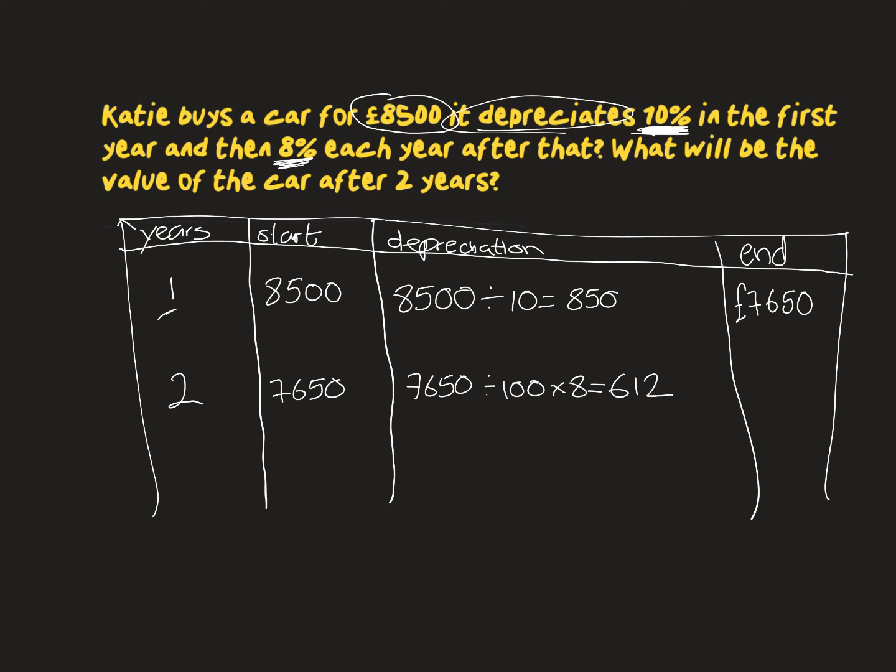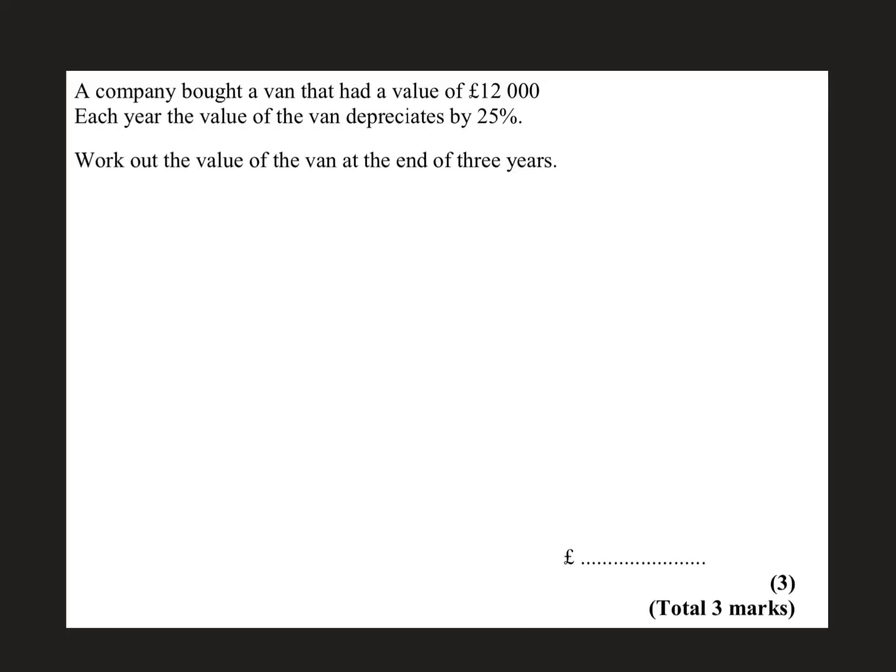So it was 7,650 at the start of this second year. It's reduced by 612, which means if we take that away, it is now worth £7,038. Okay, so what is the value of the car after 2 years? It is now worth £7,038.